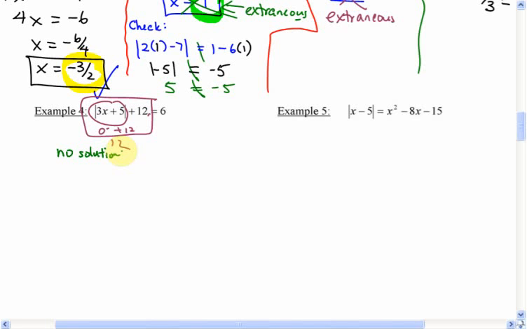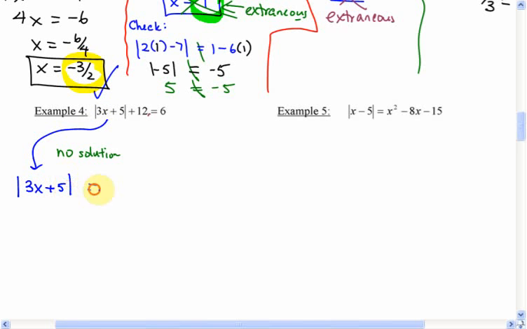Now, if you didn't see that so fast, here's another way you could have done this one, which I think is pretty cool too. Let's just isolate the absolute value. So 3x plus 5, and if I isolate the absolute value, I want to subtract 12 off both sides. What's 6 minus 12? -6. Can the absolute value of anything equal a negative number? That's right. Therefore, no solution. Less than 60 seconds. Done.